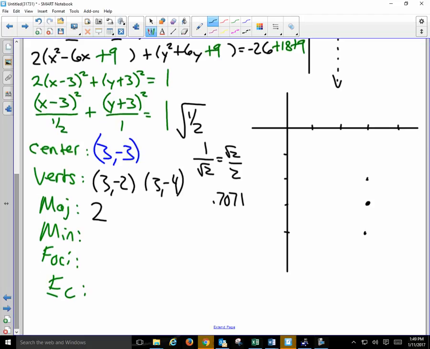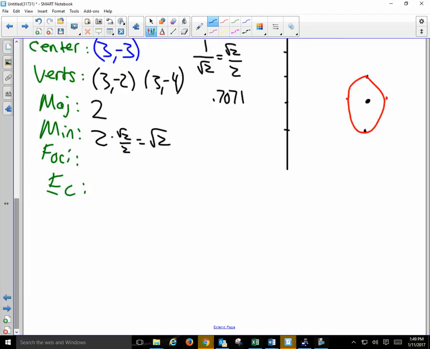So let's move 0.7071 in each direction horizontally. There's my horrible ellipse. So the length of the minor axis is 2 times that. So 2 times the root of 2 over 2. What do you get if you take 2 times the root of 2 over 2? Root of 2.